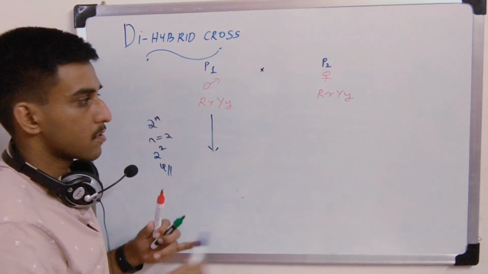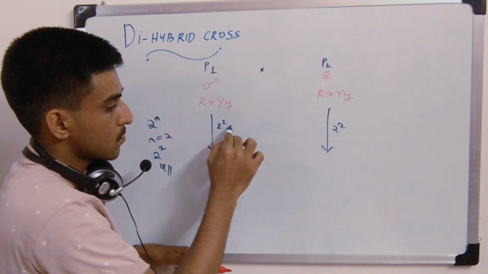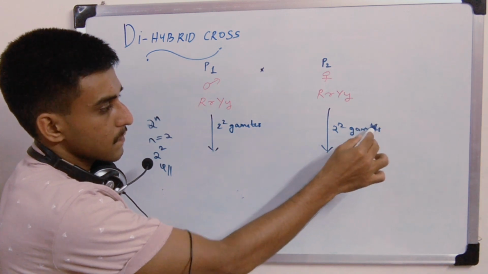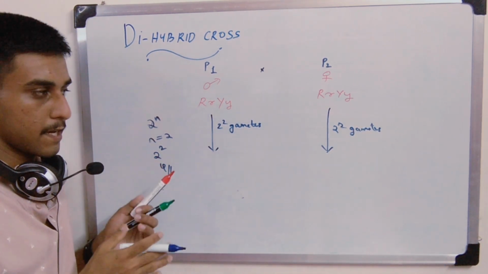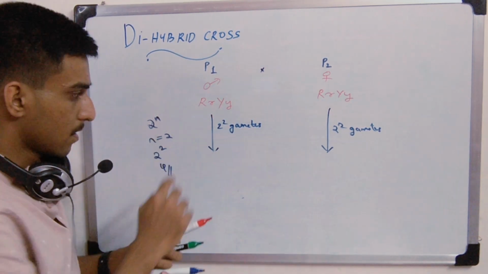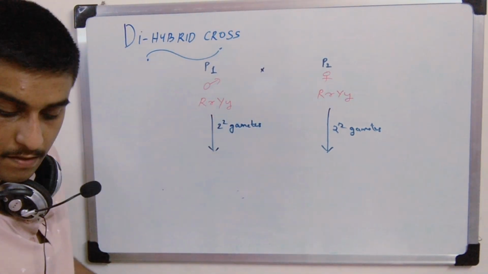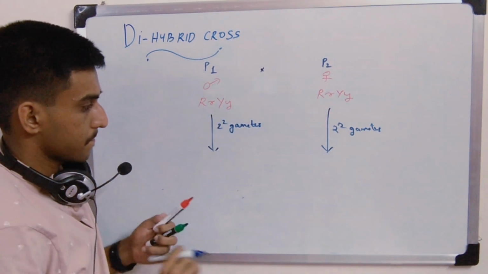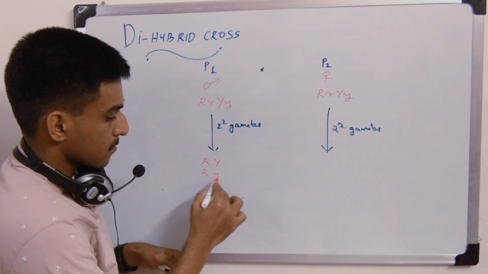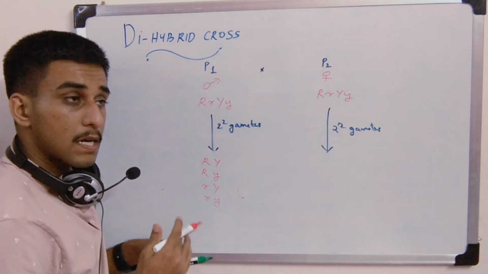Here also the condition is the same because the genotype is the same, right? Here also 2 raised to 2 gametes. I will shortly explain how 2 raised to 2 types of gametes can be formed. So what are the gametes? The gametes will be capital R capital Y, capital R small y, small r capital Y, and small r small y. These are the 4 types of gametes.